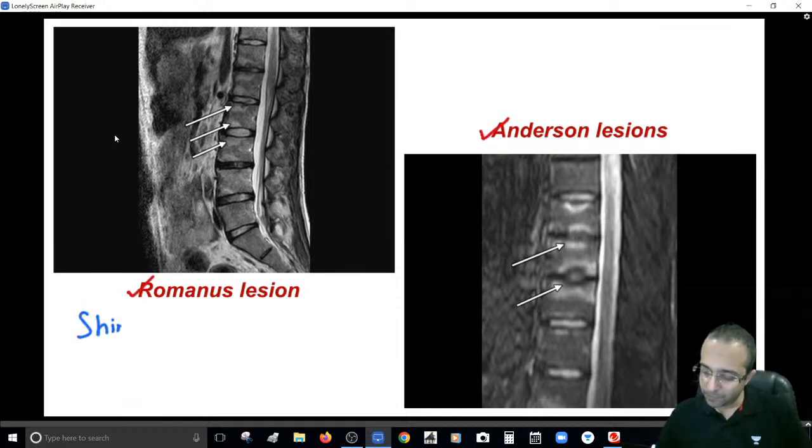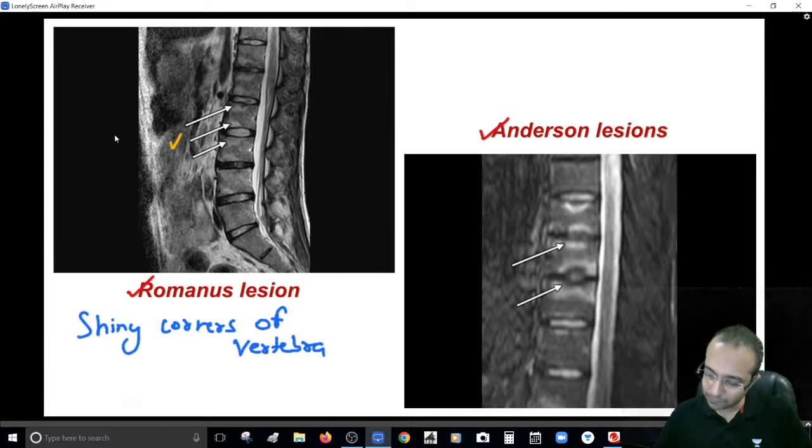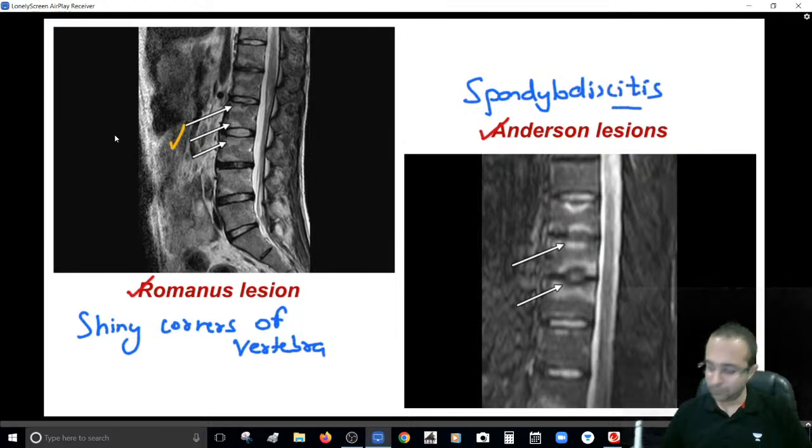Romanus lesions are basically the shiny corners of the vertebra that are very nicely visible here. See these pictures. Look at the shiny corners of the vertebra. And Anderson lesions are basically lesions that signify spondylodiscitis. So see these disc areas inflamed. See these paradiscal areas inflamed. This is spondylodiscitis. That's classical of ankylosing spondylitis.